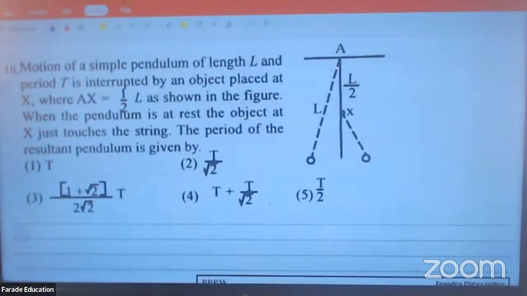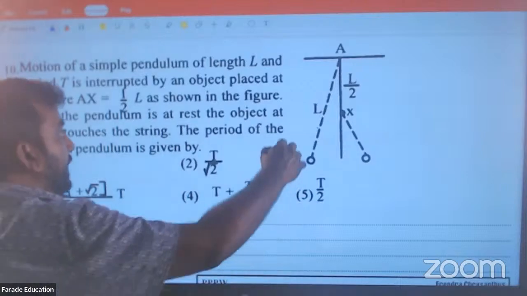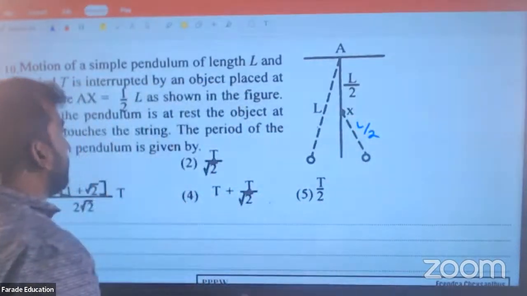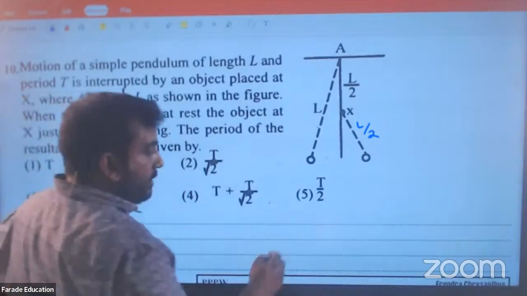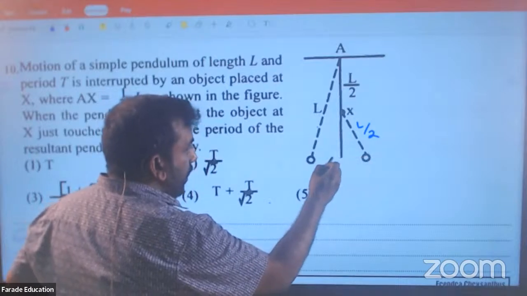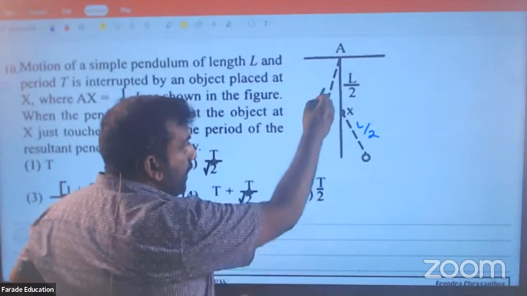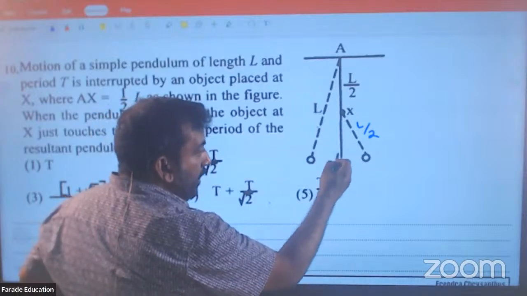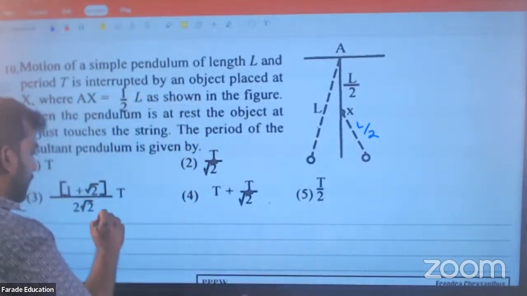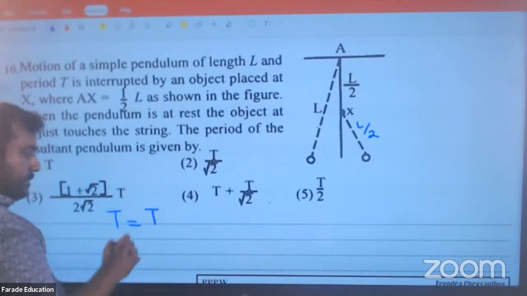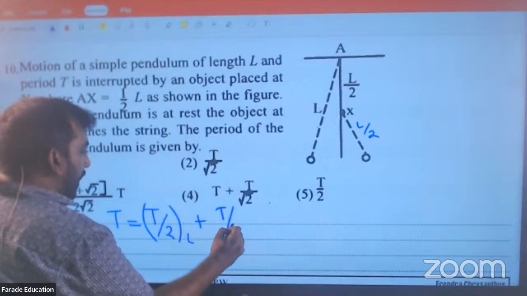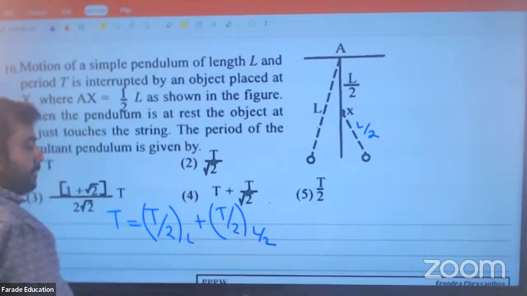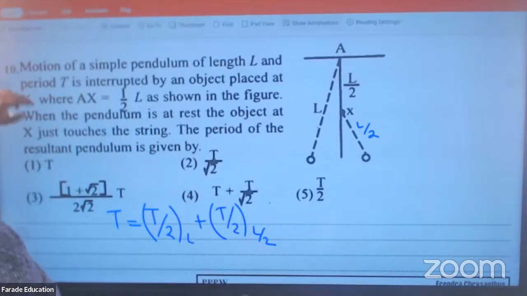Question 8. Motion of a simple pendulum of length L and period T is interrupted by an object placed at a length L over 2. So this is also L over 2. The period of the resulting pendulum is given by what? Now what do you mean by period? Quarter, half with length L, quarter, half with length L over 2. So total periodic time is half a periodic time with length L, half a periodic time with length L over 2. So now simplify.